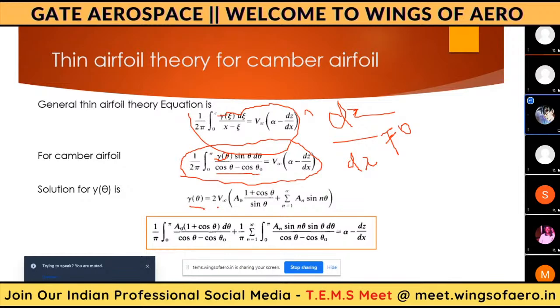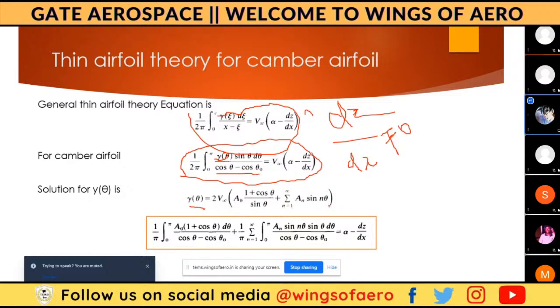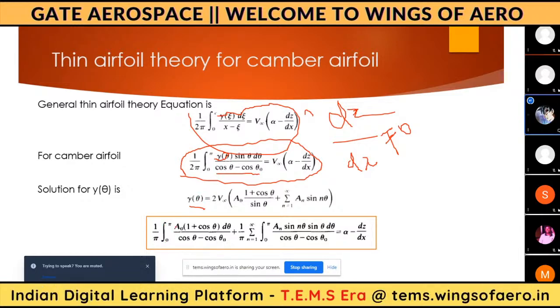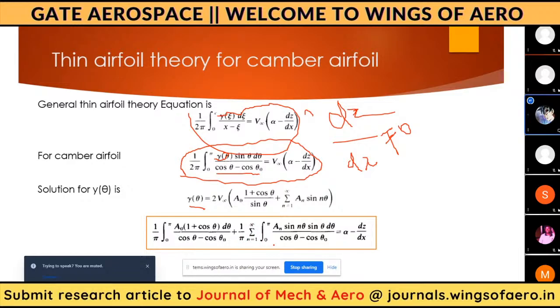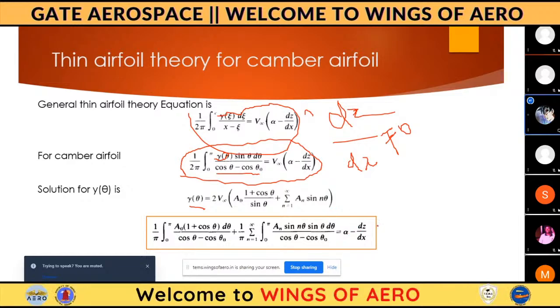Therefore, gamma of theta equal to 2 V infinity into A naught into 1 plus cos theta divided by sin theta plus summation of n equal to 1 to infinity An sin n theta. By substituting this gamma of theta value in the above equation, we will get 1 by pi integral 0 to pi A naught 1 plus cos theta d theta divided by cos theta minus cos theta naught plus 1 by pi summation of n equal to 1 to infinity integral of 0 to pi An sin n theta divided by cos theta minus cos theta naught, that is equal to V infinity into alpha minus dz by dx. So this is the equation for cambered aerofoil.